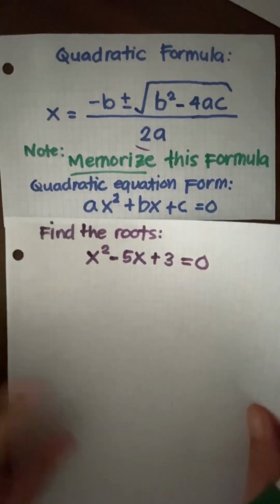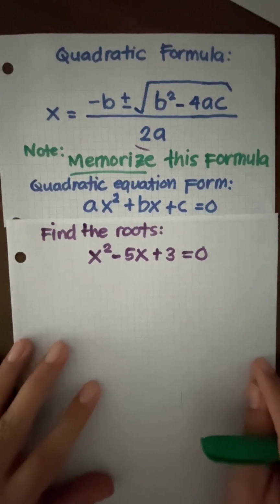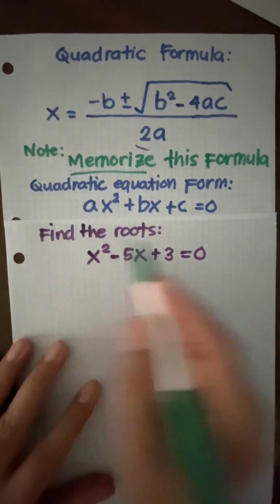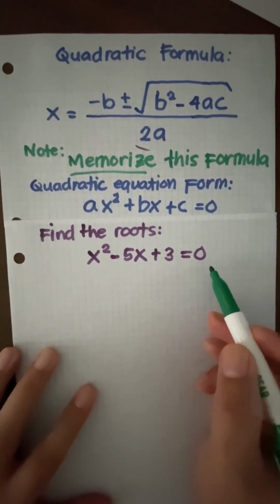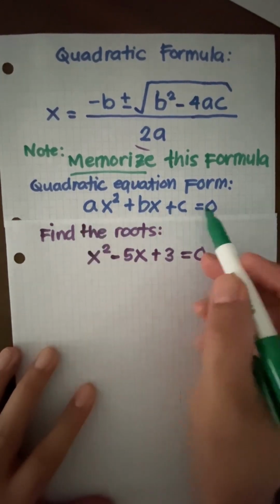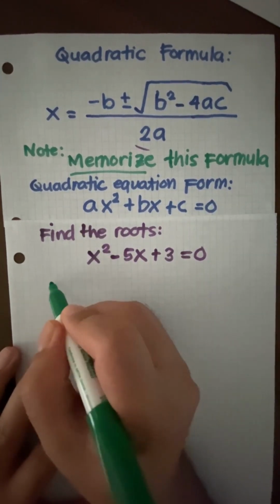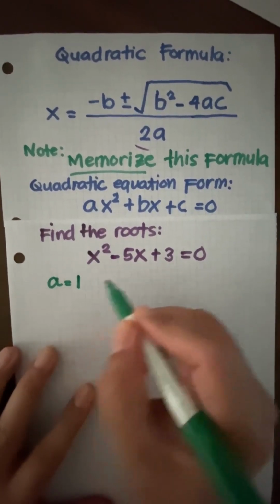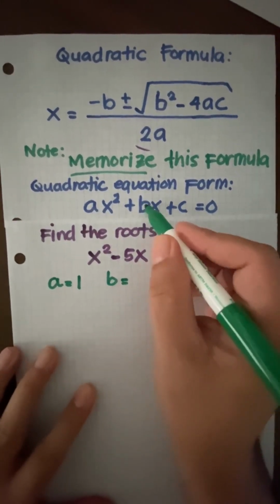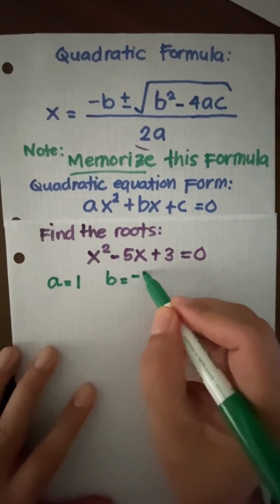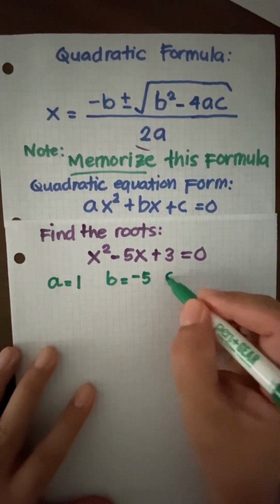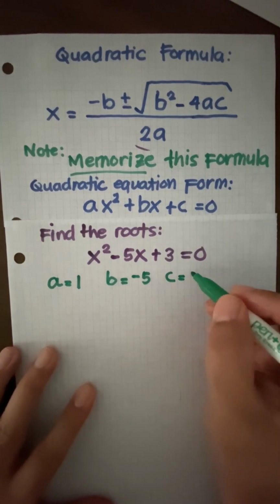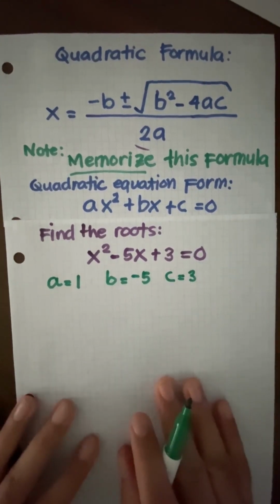Let us find the roots of this equation, but first answer this. Is this a quadratic equation? Actually, it is. It is the same form as the one above for quadratic. Now that we know it is quadratic, let's determine the coefficients. Coefficient A is the coefficient of x squared, so it is 1. Coefficient B is -5, and C is +3.